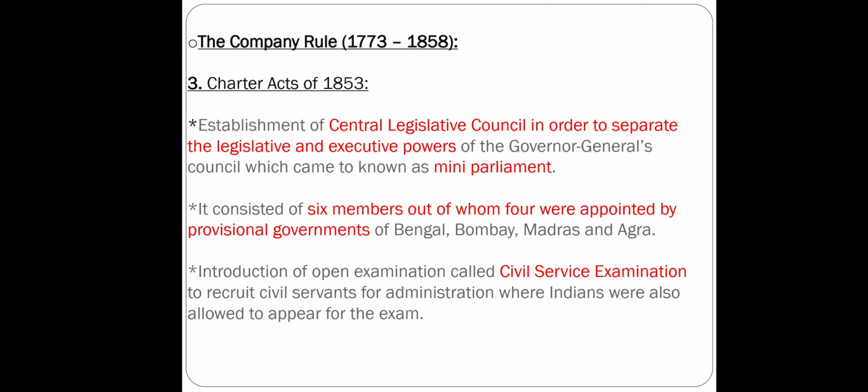Second, this Executive and Legislative Council consisted of 6 members, out of whom 4 were appointed by the provincial governments of the 4 provinces: Bengal, Bombay, Madras, and Agra. They were supposed to appoint 4 members.